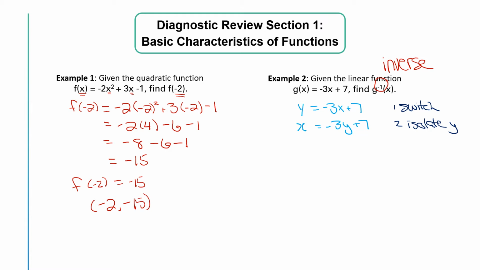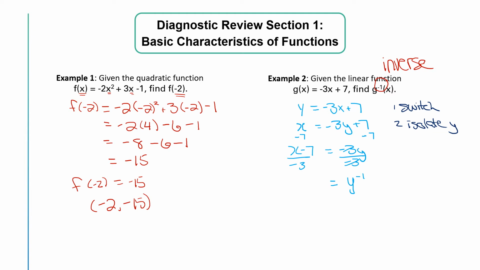I'm going to bring this positive 7 over by subtracting 7 from both sides. These are unlike terms, so that's just x minus 7. And now I need to divide by -3. So on my right side here, these are gone. All I'm left with is a y. But now that y is isolated, I'm going to put a y inverse there because I've actually found the inverse of y.